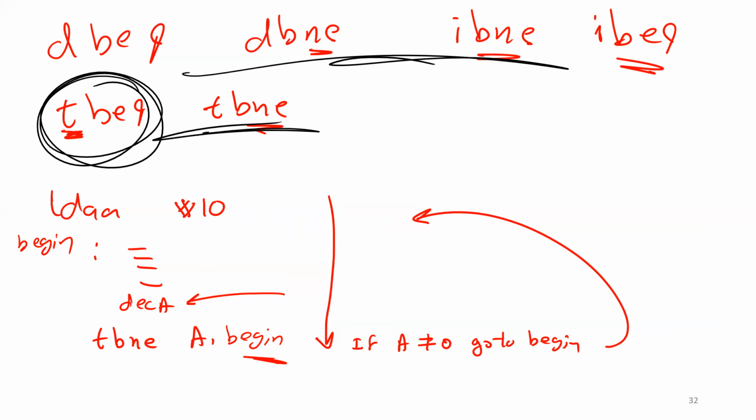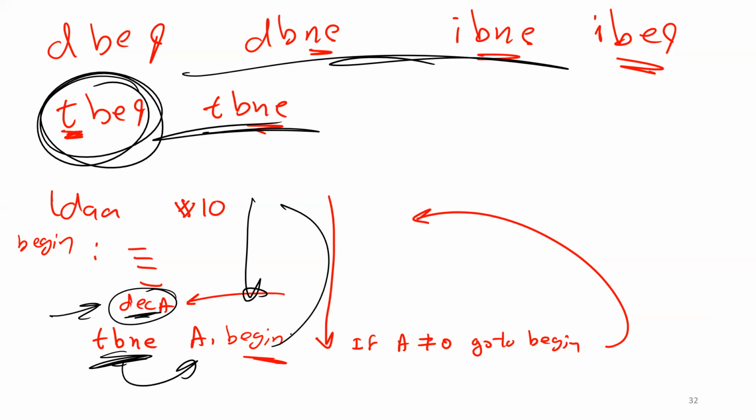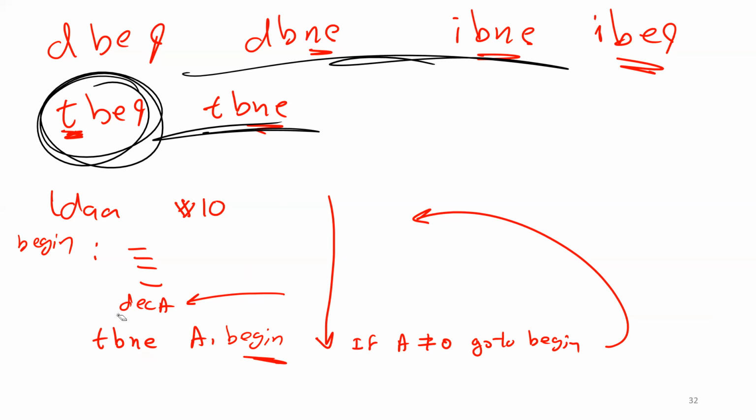If you want to use it to make a for loop, in this case you have to use an instruction to decrement A, as you see here. So every iteration, I'm going to decrement A, and then this one is going to test. As long as A does not equal 0, it's going to keep looping. You can use it this way if you want to make a for loop.